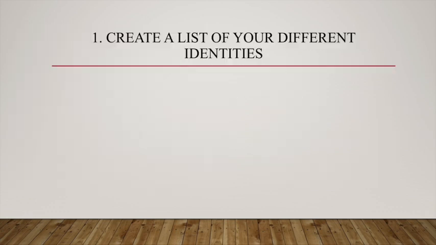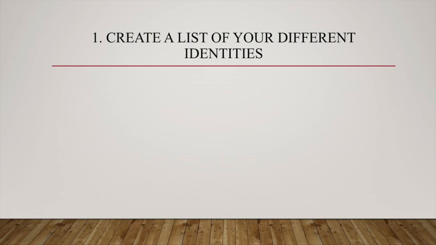So the first thing we want to do is to create a list of our different identities. We all have many identities, and while they all make up who we are, what we want to do for this particular paper is really isolate one of those identities and how you define yourself in it, and really look at some different moments that help shape that identity.